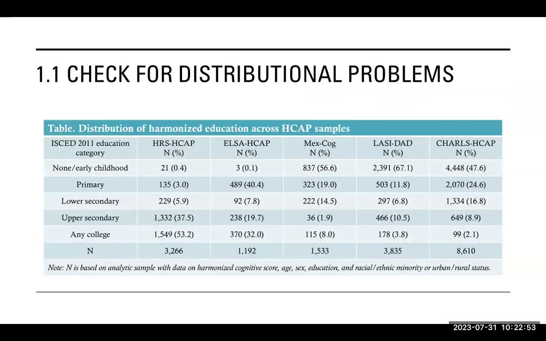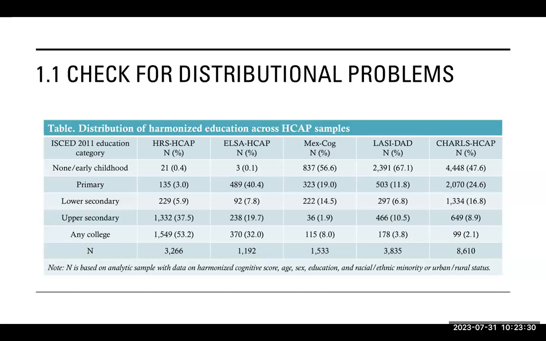So when we standardize things according to the ISCED, and here we also cap things at any college at the highest level, just because we were starting to get very small numbers going above this, especially in some of the middle income countries, we see that there are distributional problems, not only at the bottom end of the distribution. So this is HRS HCAP, the United States, and ELSA HCAP, England. There are very few people who have no education or early childhood education. And on the flip side, there are relatively few people in Mexico, India, or China that have any level of college.